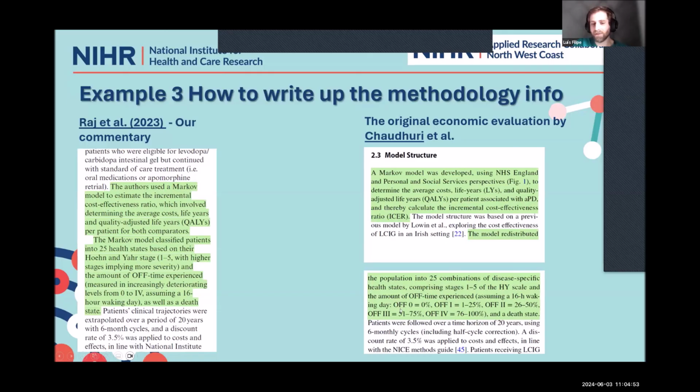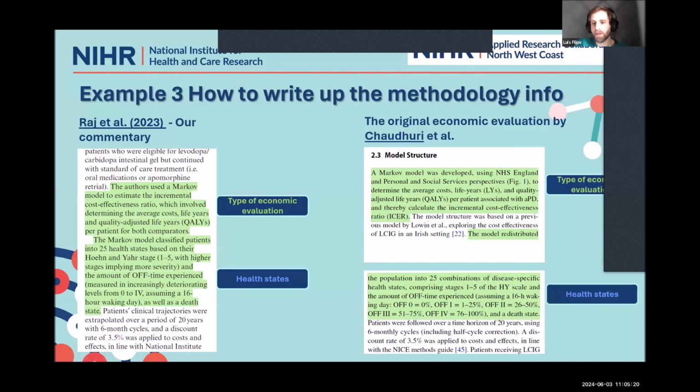And then you also have 5 levels of off states. So they say that very clearly, and then we basically just rewrote this in our words in the methodology section. So, okay, you can see again, type of economic evaluation, Markov, the health states, so it's here, in fact, HOAN and DR stages, the 5 ones, and then the off times. You can see here, type of economic evaluation and the health states.